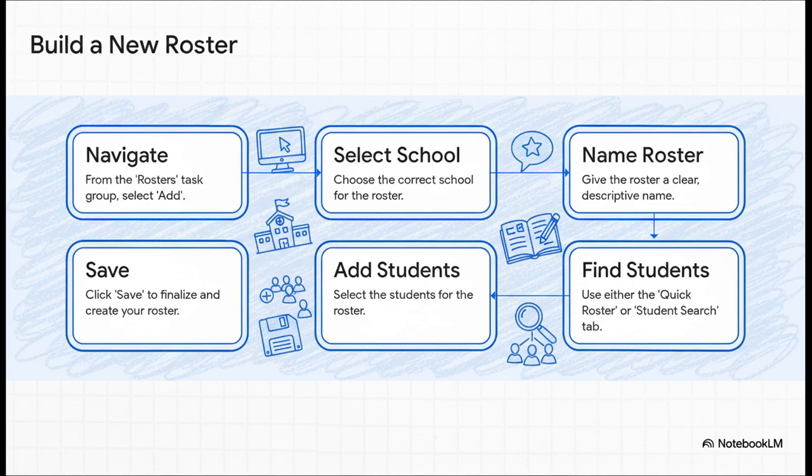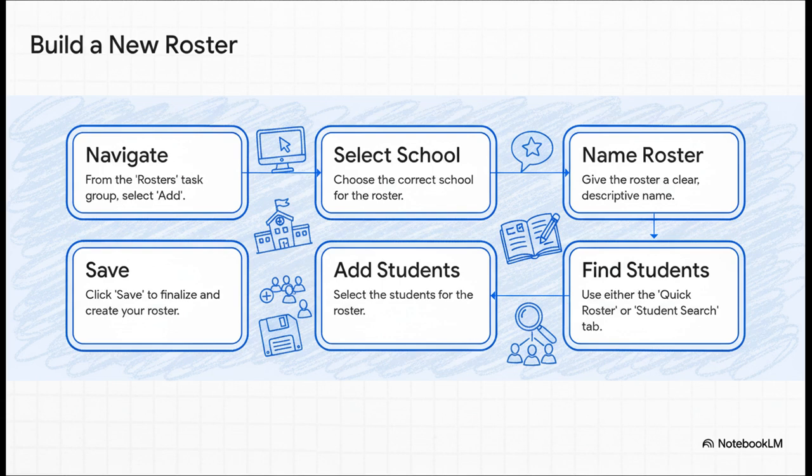Building the roster itself is a really straightforward step-by-step process. You'll go to the Add Roster page, pick your school, and give it a really clear, descriptive name. You know, something like Miss Jones, period 4 biology. That'll help you later. Then, you use one of those two methods we just talked about to find and add your students. Click Save, and boom, your roster is created.